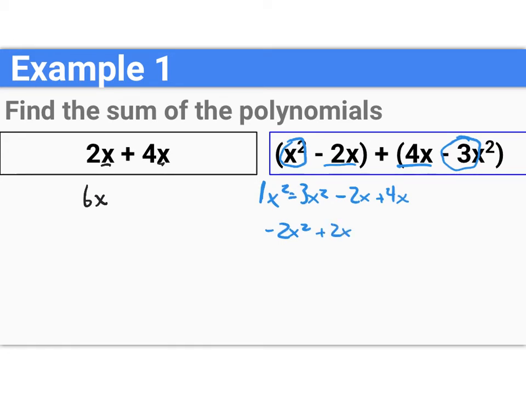You cannot add and subtract letters to a different power. Even though the letter is the same, they're to a different power, and you cannot add and subtract them.